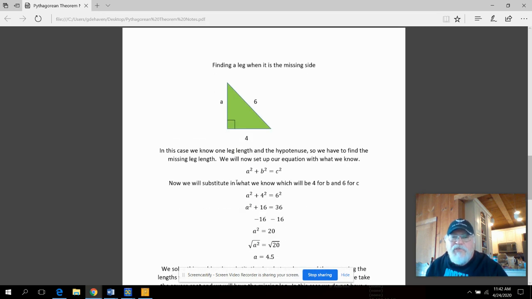Now, the other case that we'll have is when we have to find a missing leg. Okay? Now, in this case, I went ahead and called the missing side A because it was in that spot. All right?